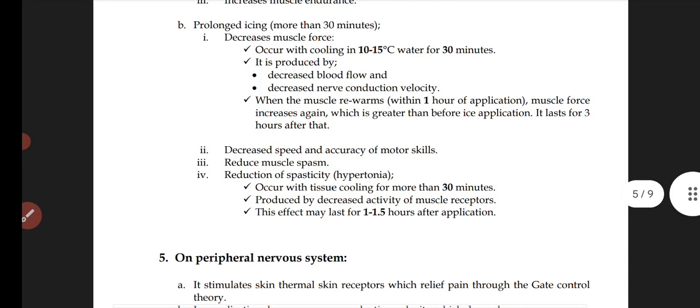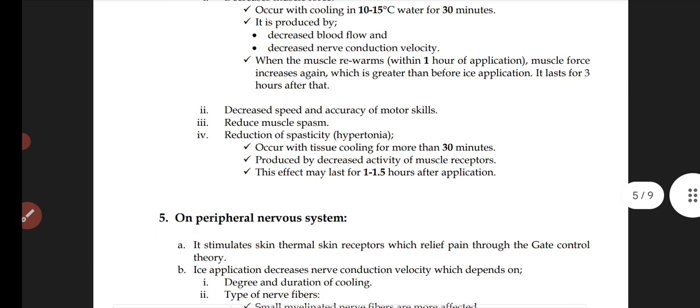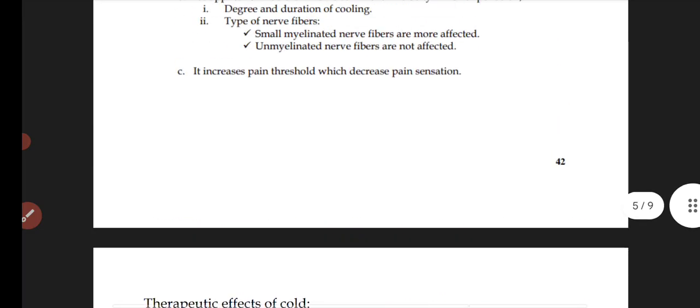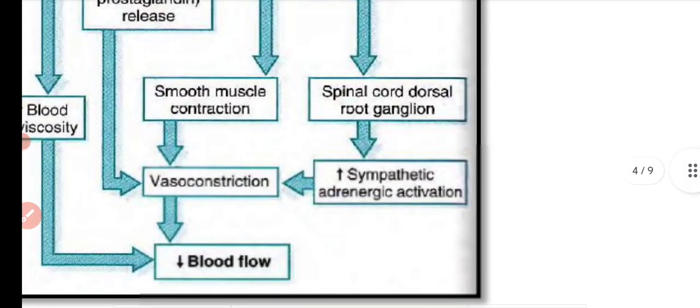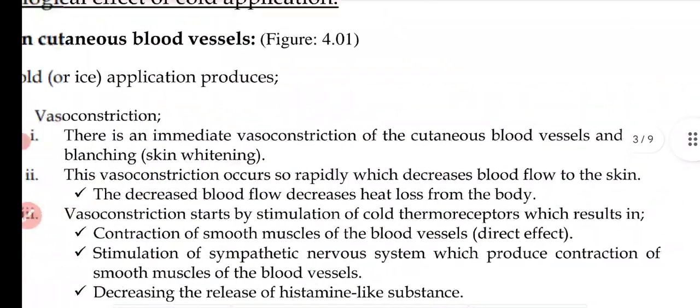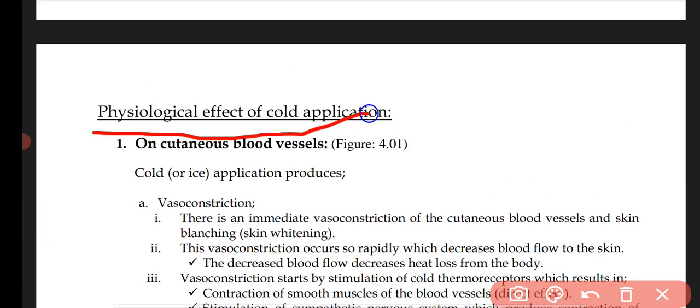Okay. Next one is the decreased speed and accuracy of motor skill. Third one is the reduced muscle spasm. Fourth one is the reduction of spasticity. Okay, so these are the physiological effects of cold application or cryotherapy.